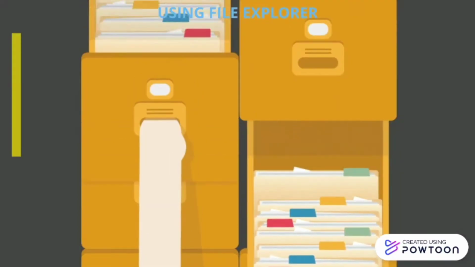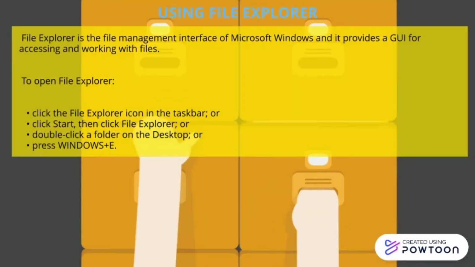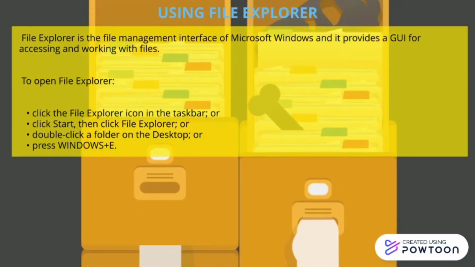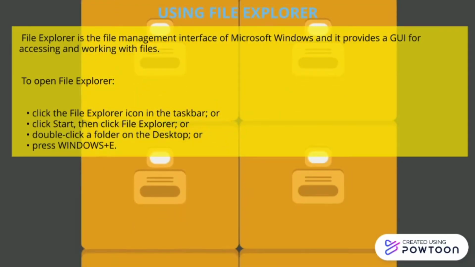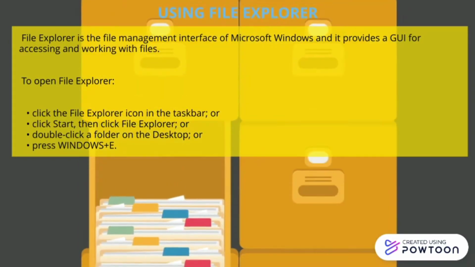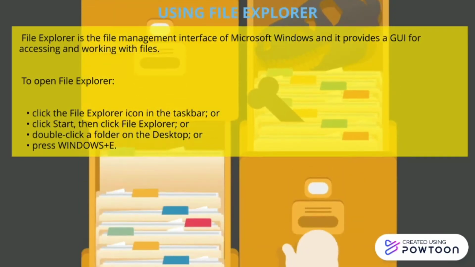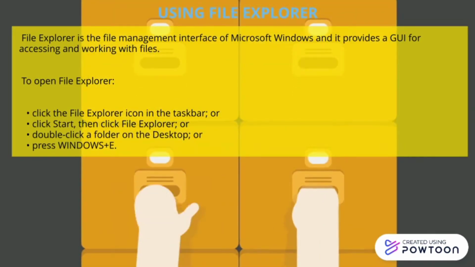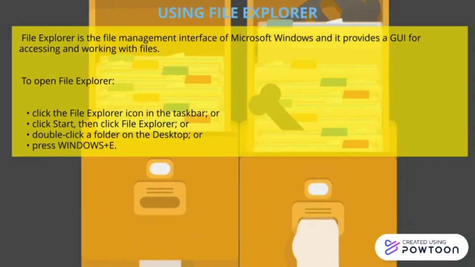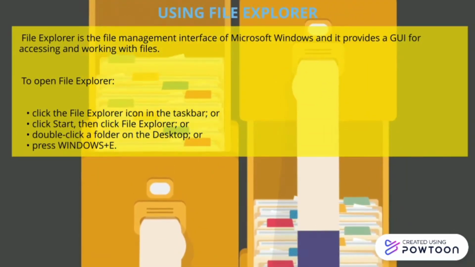Using File Explorer. File Explorer is the file management interface of Microsoft Windows, and it provides a GUI for accessing and working with files. To open File Explorer, click the File Explorer icon in the taskbar, or click Start, then click File Explorer, or double-click a folder on the desktop, or press Windows plus E.